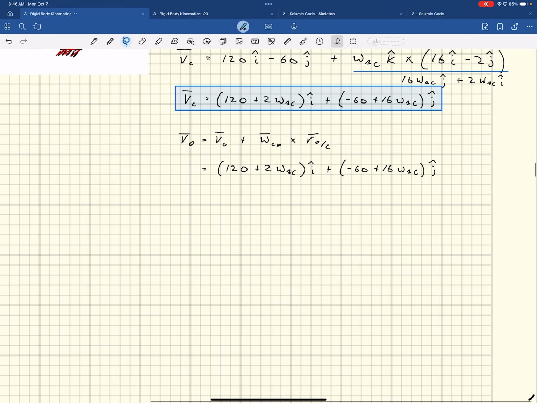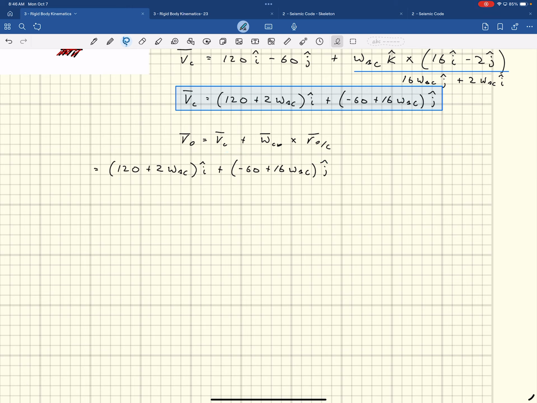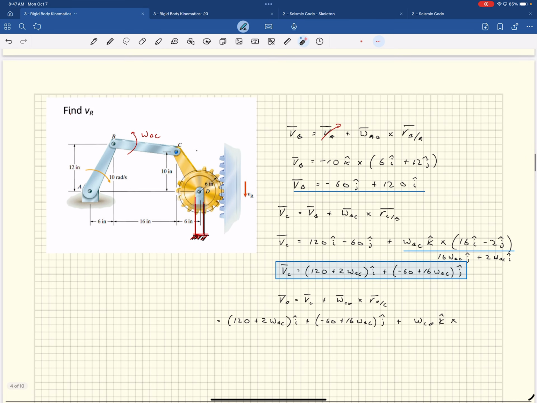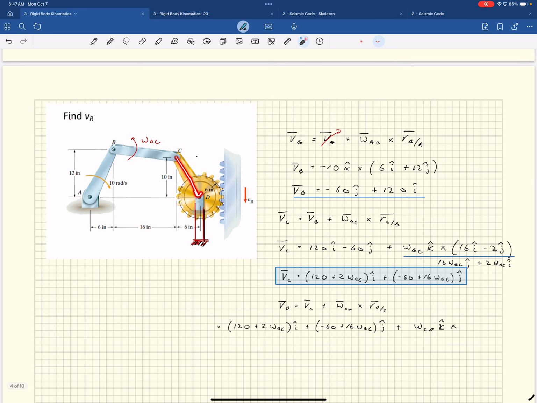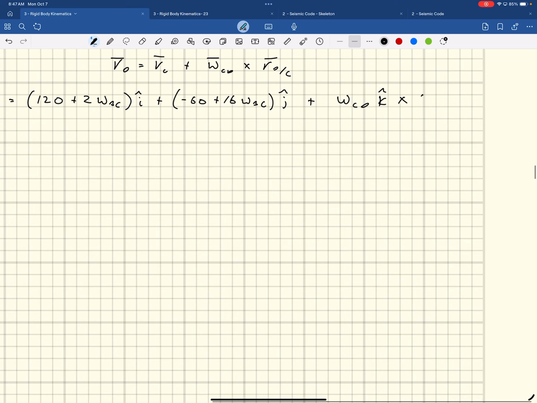That's VC. Oh, I didn't give myself nearly enough room. Plus, again, always just assume that your unknown is going to be positive. So omega CD in the K direction, and I cross it with RD as seen from C. That's this vector right here. So it's going down 10 and to the right 6. So I go 6 in the I minus 10 in the J.